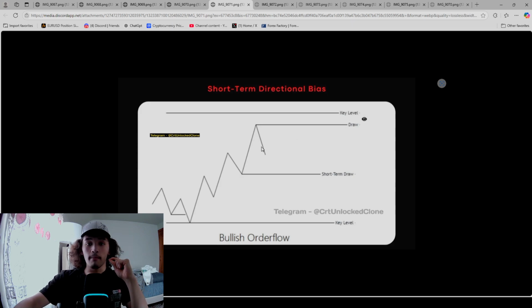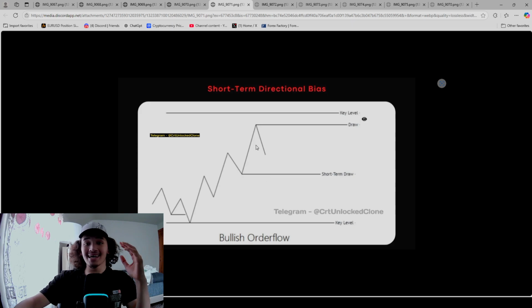As you guys know, market can't just go up. It has to go through phases, and what are the phases? A short-term draw on liquidity. Another word for phases is short-term draw on liquidity, right? So why is it our short-term draw on liquidity?